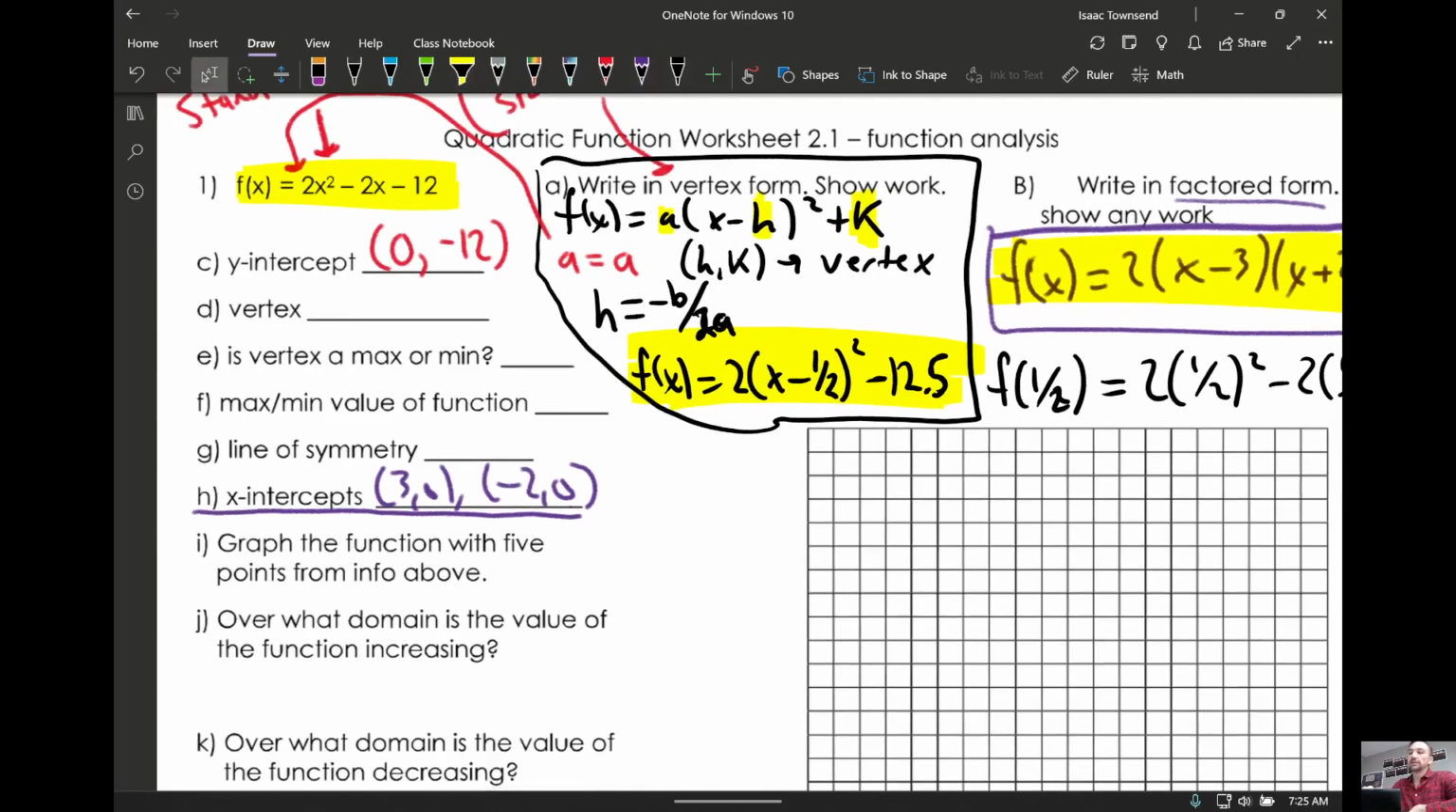But the idea is, if you have it in vertex form, and you practice this a couple times, it's very quick to extract where the vertex is going to be. The vertex is the opposite of this, not opposite of that, because we subtract h but add k. So opposite of this would be 1/2, not opposite of this would be negative 12 and a half, or negative 25 halves if you want a fraction.